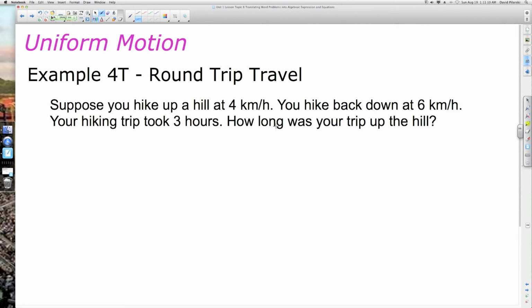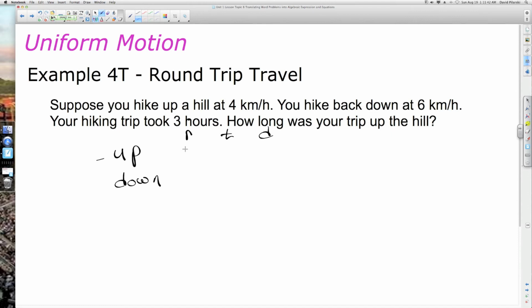So in this case, we're trying to find the amount of time the trip up the hill took, and we're given our speeds or our rates, and we are given our total hours, 3. So let's see how that works out for us. Now, I'm going to set this up a little bit differently. In this case, we're going to do our trip up the hill and our trip down the hill. And this is more in the lines of a table. The rate and the time, and then we'll have over here a column for distance.